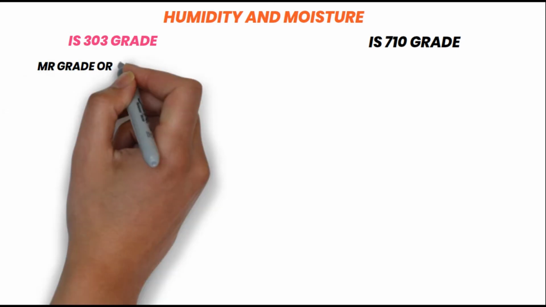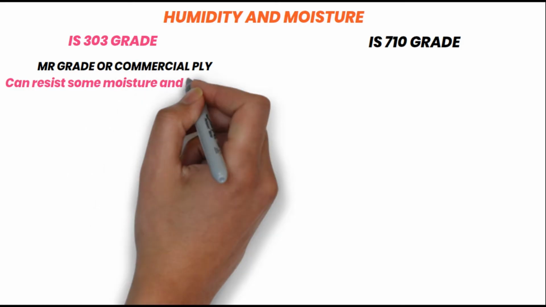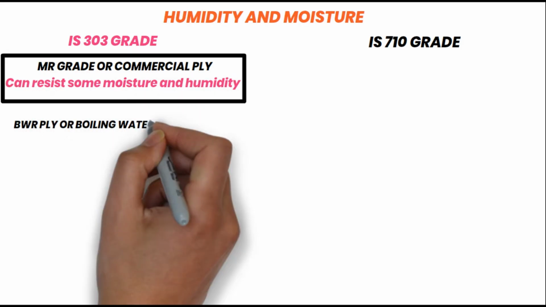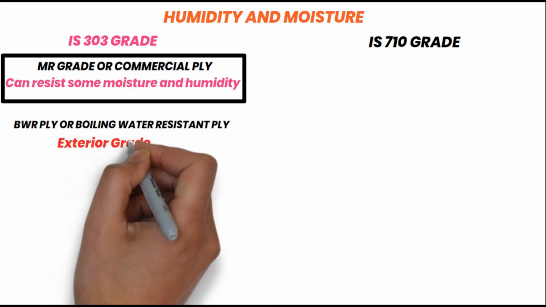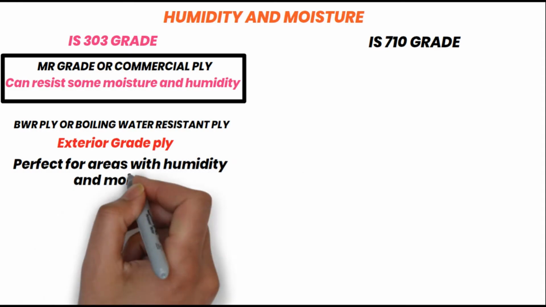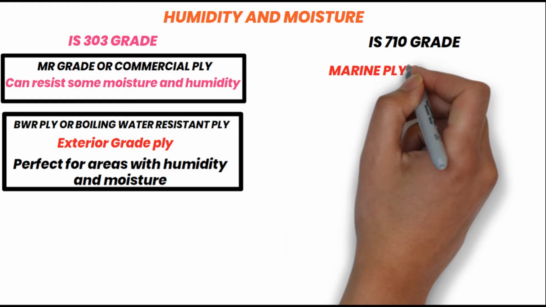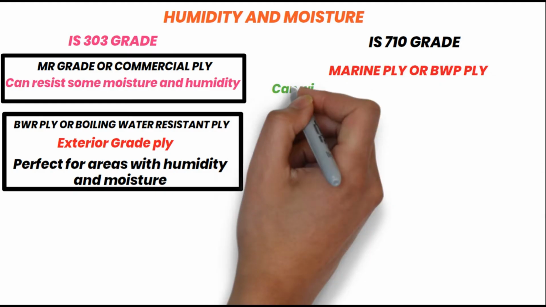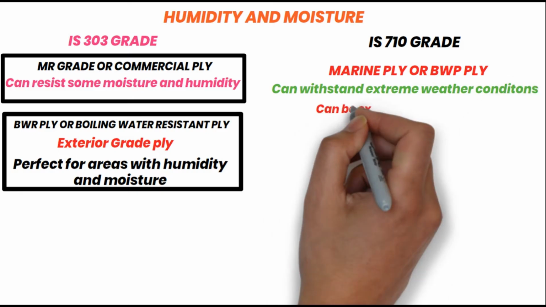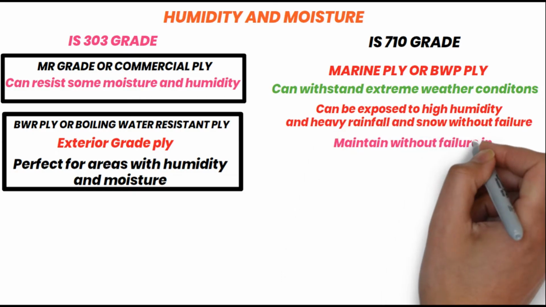First we'll discuss about MR grade or commercial ply. They can resist some moisture and humidity. And BWR ply or boiling water resistant ply is an exterior grade ply and it is perfect for areas with high humidity and moisture. In case of IS 710, that is marine plywood, they can withstand extreme weather conditions, can be exposed to high humidity, heavy rainfall and snow without failure. They can maintain 72 hours boiling water treatment.